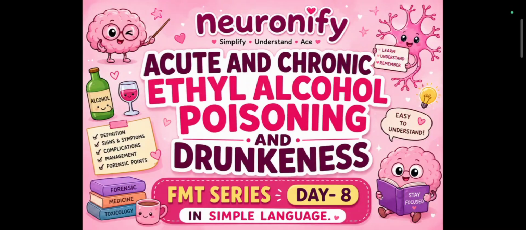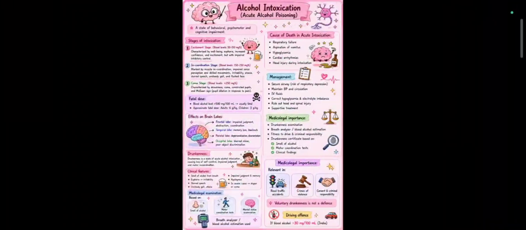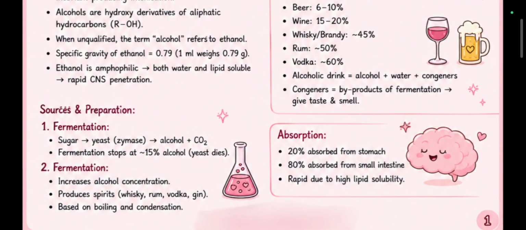This is day 8 of our FMT series, and the topic is acute and chronic ethyl alcohol poisoning. This topic is very simple yet important, and as usual, we'll be solving MCQs at the last. So stay till the last, learn this topic, and revise this topic thoroughly. Without wasting a single minute, we'll start the topic.